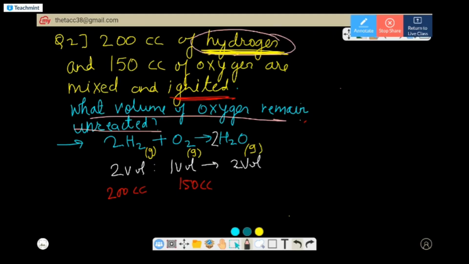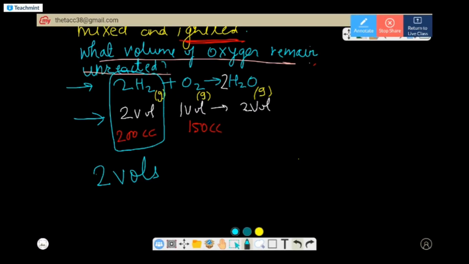You will always start your question from the limiting reagent's information. Though oxygen and hydrogen both were given, we will only go by hydrogen's value. So we will pick up hydrogen for our reference, and the rest you will be writing by Gay-Lussac's law, all those terms you're going to use. So hydrogen is how much by volume? 2 volumes. And 2 volumes represents 200 cubic centimeters.